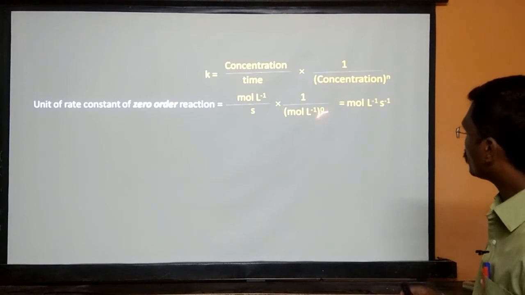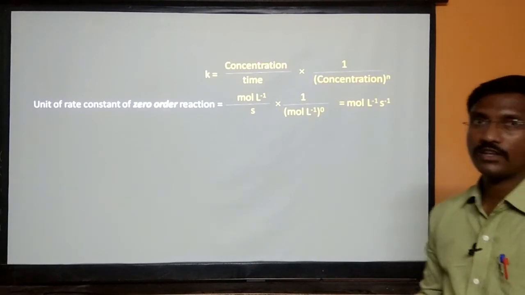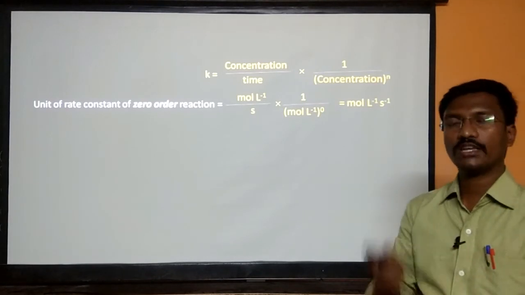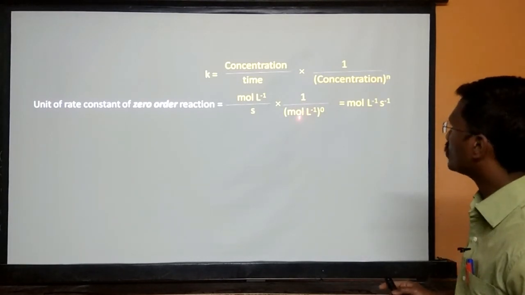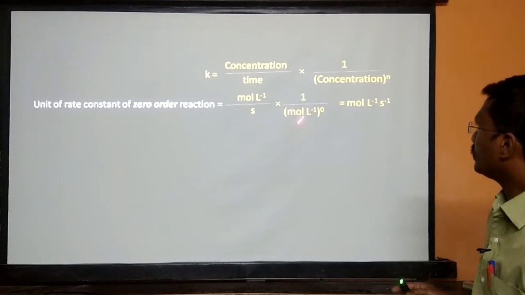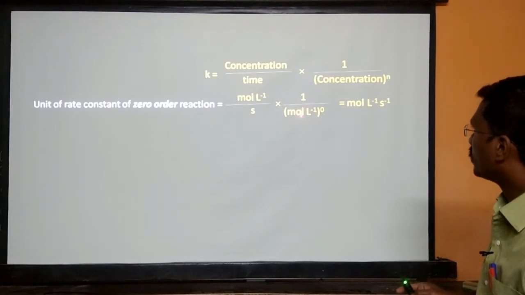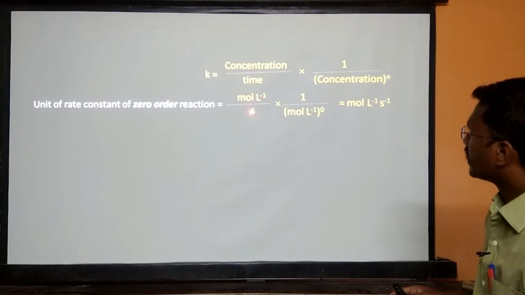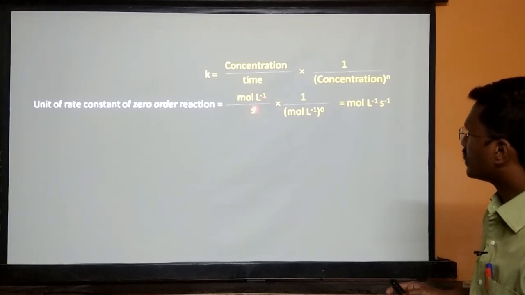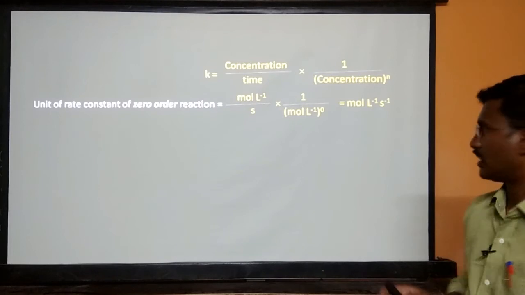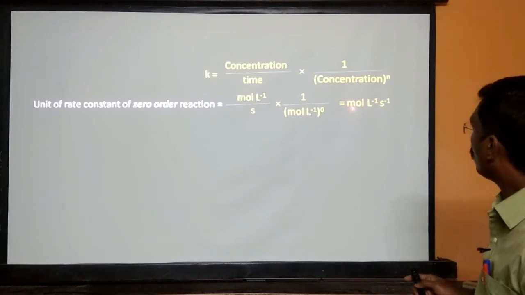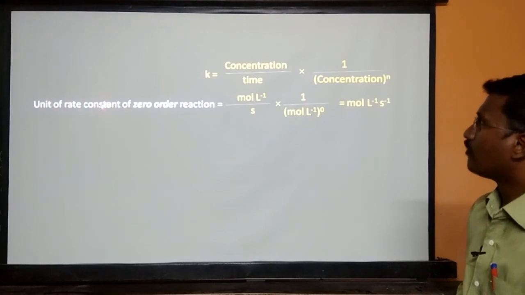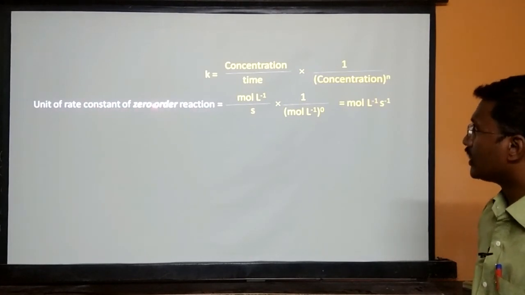If N is equal to 0, then it is called a zero order reaction. Any value raised to the power 0 becomes unity, it becomes 1. Therefore, it will be cancelled, and the remaining is mole per liter. The second moves upward, therefore second is converted to per second. Therefore, mole per liter per second is the SI unit of rate constant for a zero order reaction.